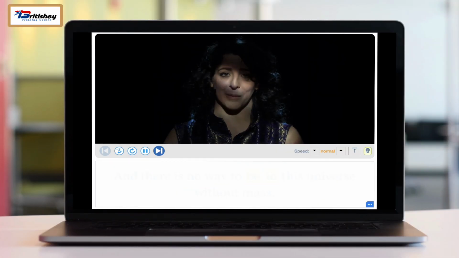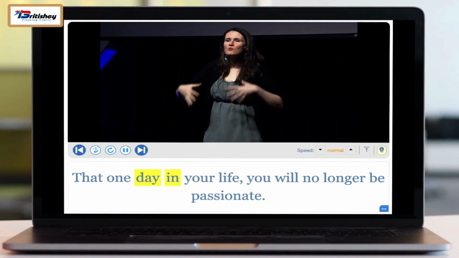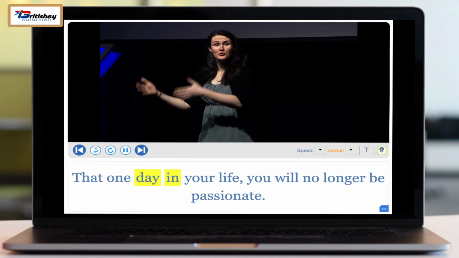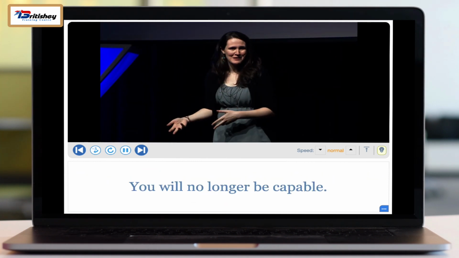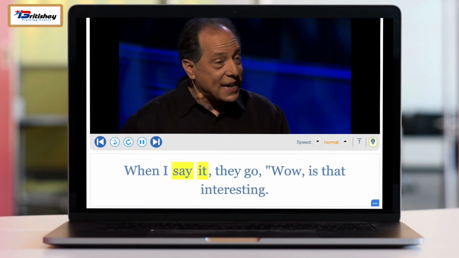And there is no way to be in this universe without math. We found human footprints, as you see off on the right. That one day in your life, you will no longer be passionate. You will no longer be capable. That there's an alternative way of raising taxes. When I say it, they go, wow.